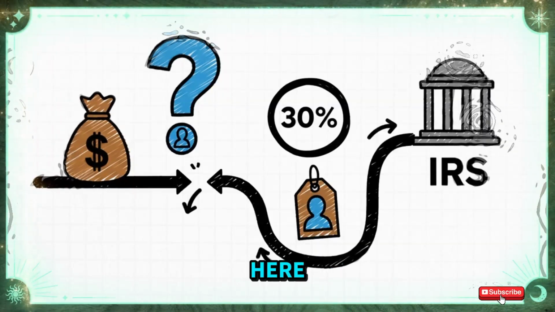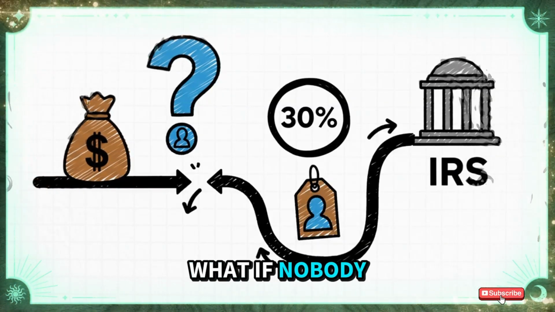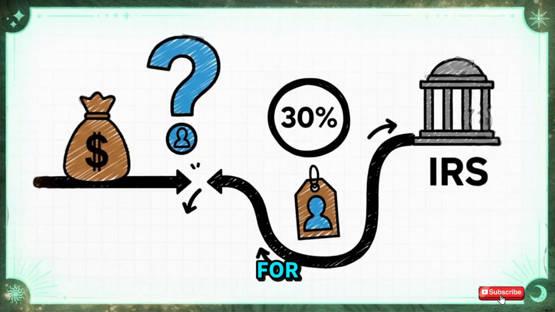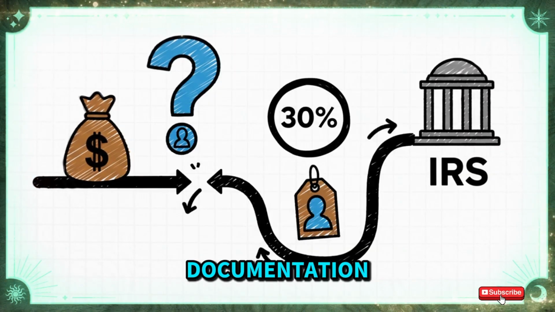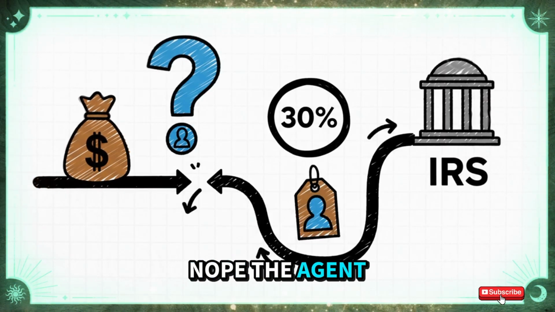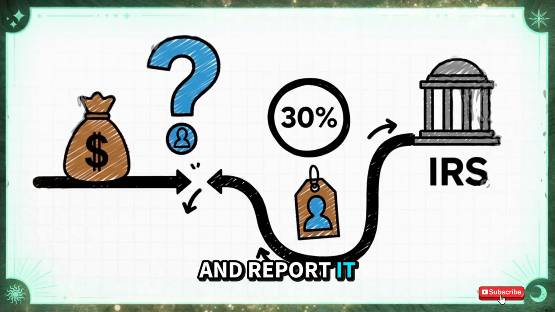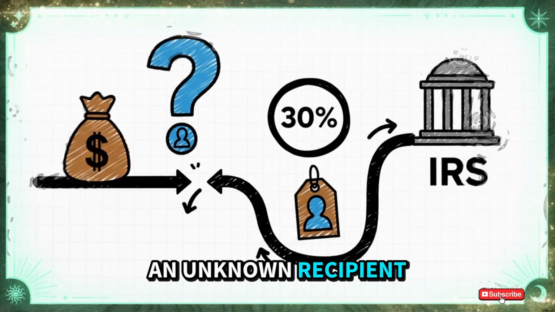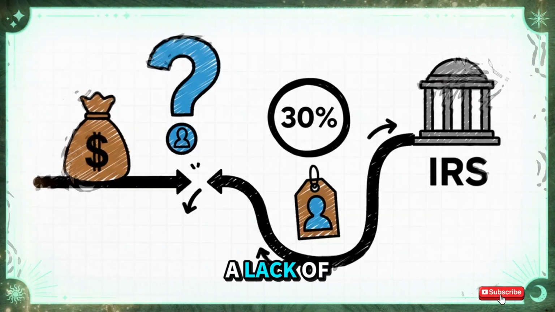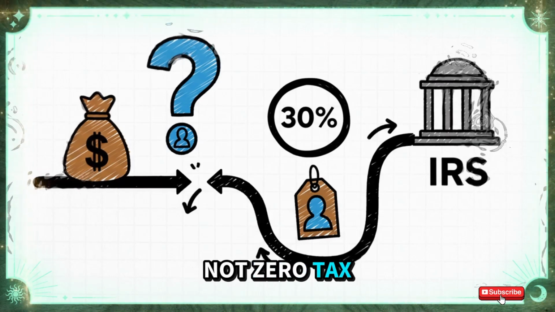And this right here, this is the system's final safety net. What if nobody knows who the money is really for? If there's no documentation, the payment doesn't just get a free pass. Nope. The agent has to withhold at the maximum 30% rate and report it as paid to an unknown recipient. It guarantees that a lack of paperwork leads to the highest tax, not zero tax.